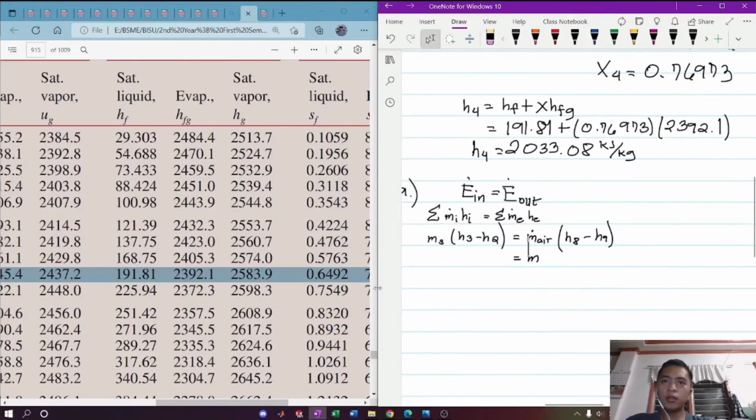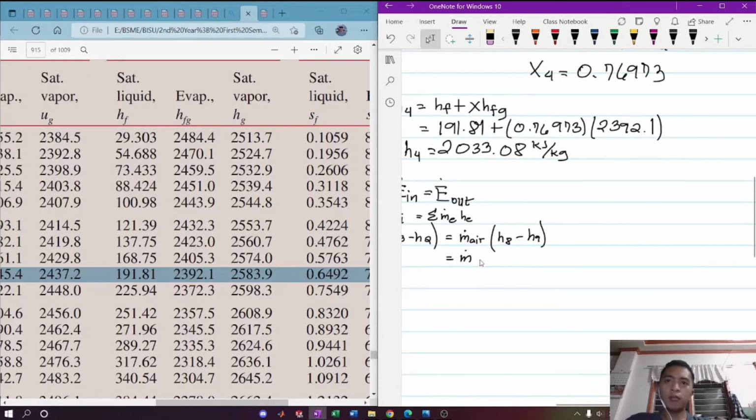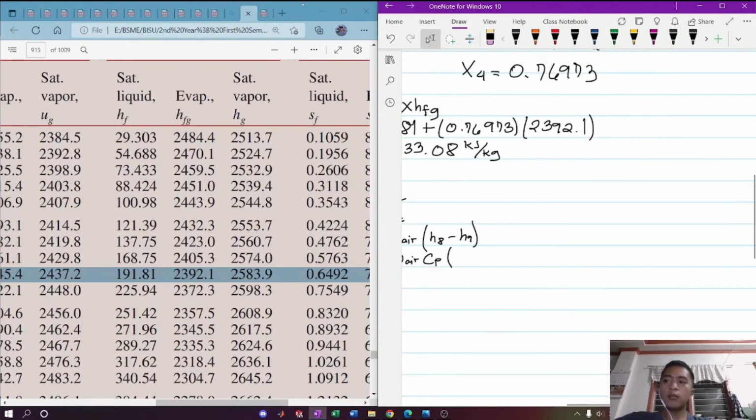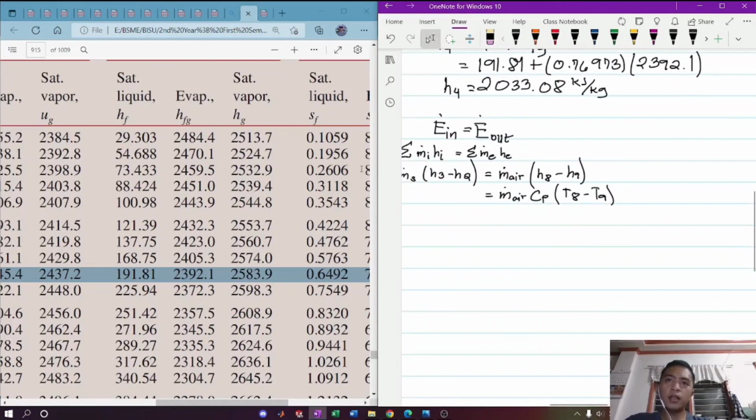Okay, ano flow rate man. So kani siya is equal siya sa m dot air specific heat times T8 minus T9. Okay. So mass sa air now, mass sa steam. Now masolve na to, that is m dot sa air C specific heat times T8 minus T9 over H3 minus H2. Substituting values na dayon.